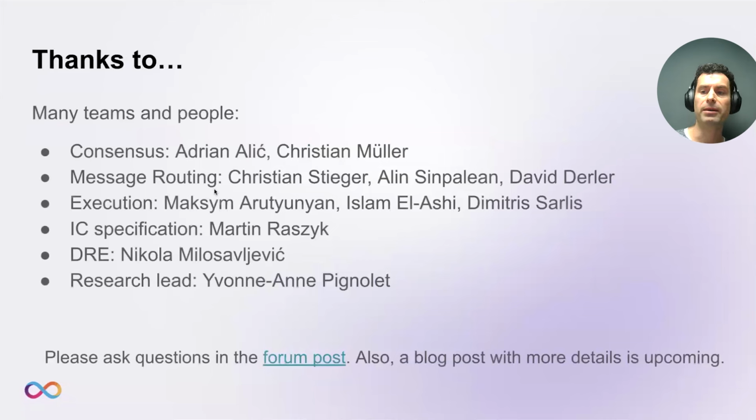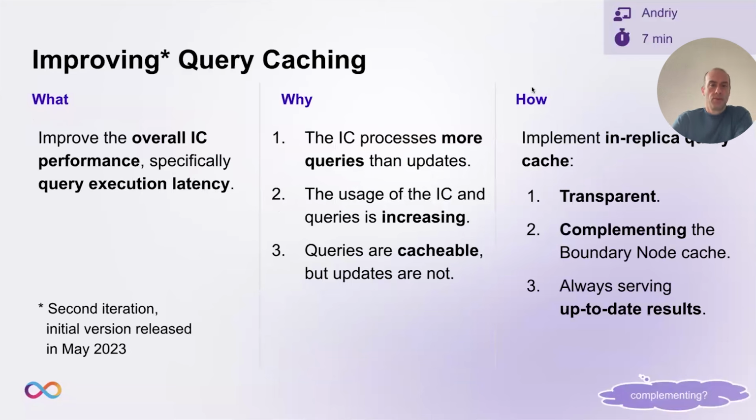I would like to thank many people, because this was a very collaborative effort. It involved a collaboration of consensus, message routing, execution, IC specification, DRE team, and research team for research lead. There is also a forum post where we announced all of that work, and there's going to be a blog post upcoming. Next up, Andriy will walk us through what improving the query cache really means and what to expect.